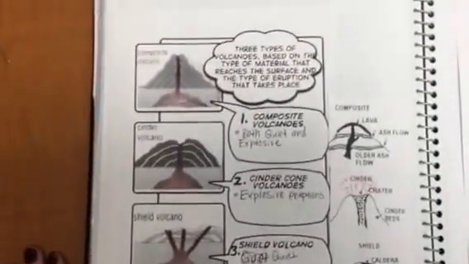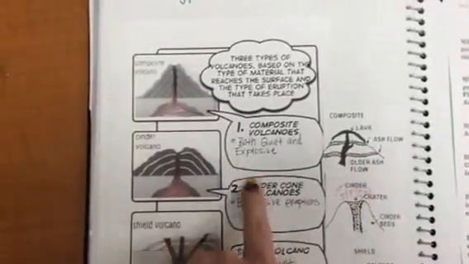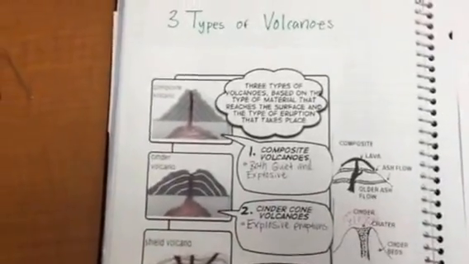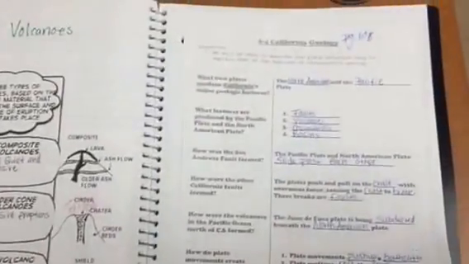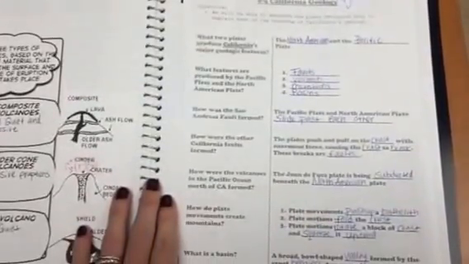On page 107 are the 3 types of volcano activity, where we glued or taped the pictures of the volcanoes next to it and described what the volcano encompassed in its layers and its type of eruption. And on page 108 was our 6-4 California geology notes, talking about how the movement of the plates have affected our state of California's geology.